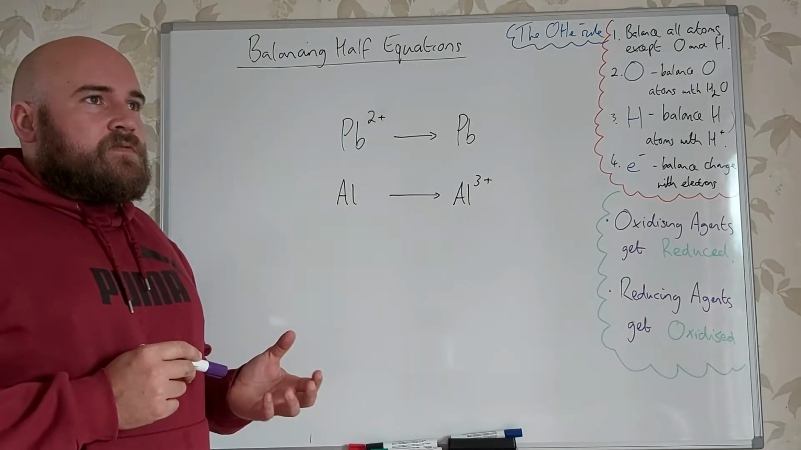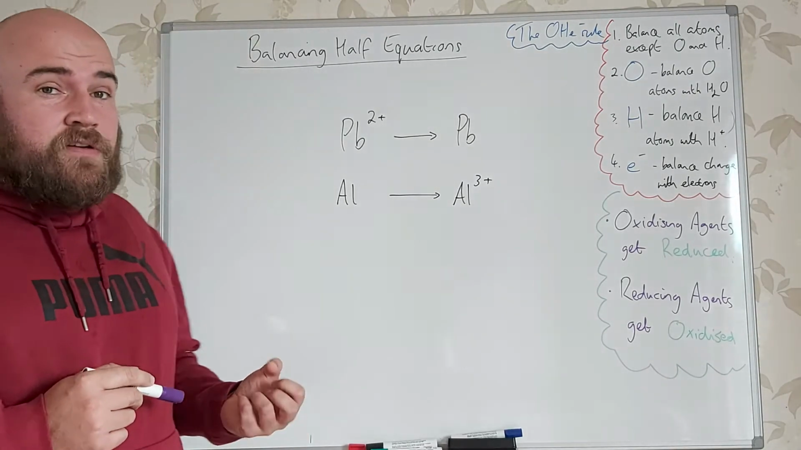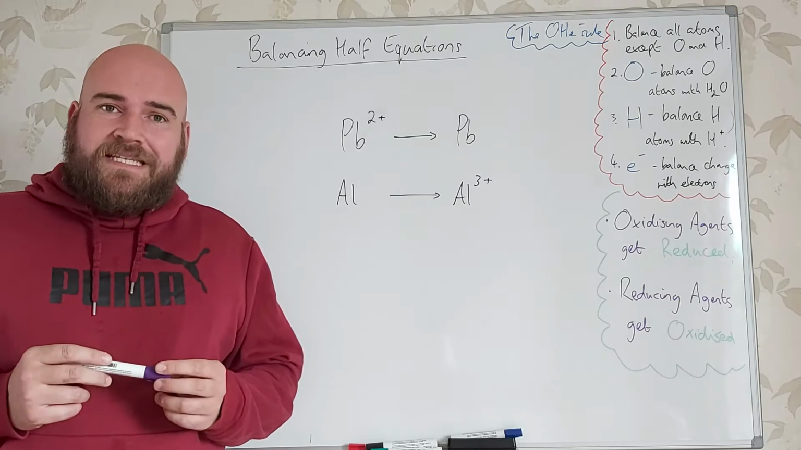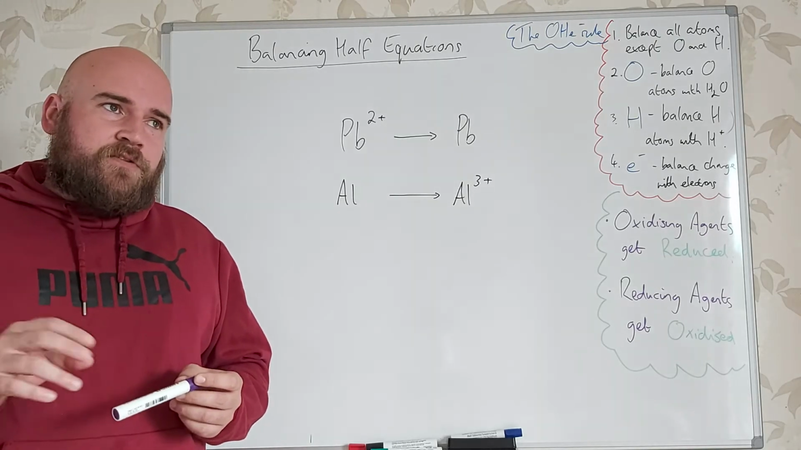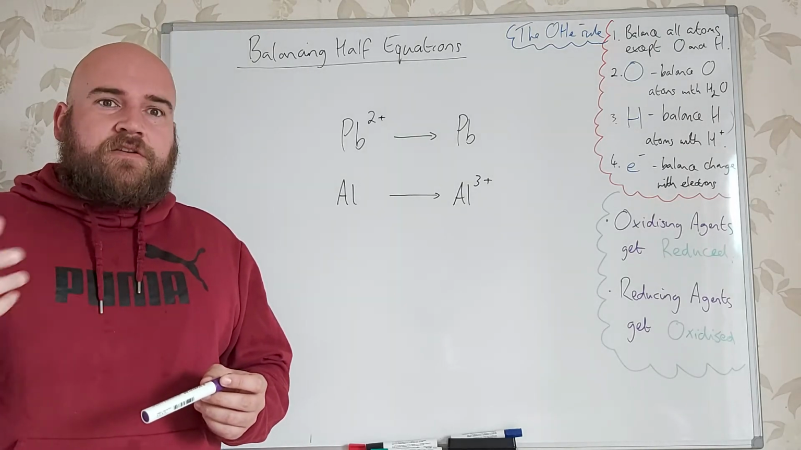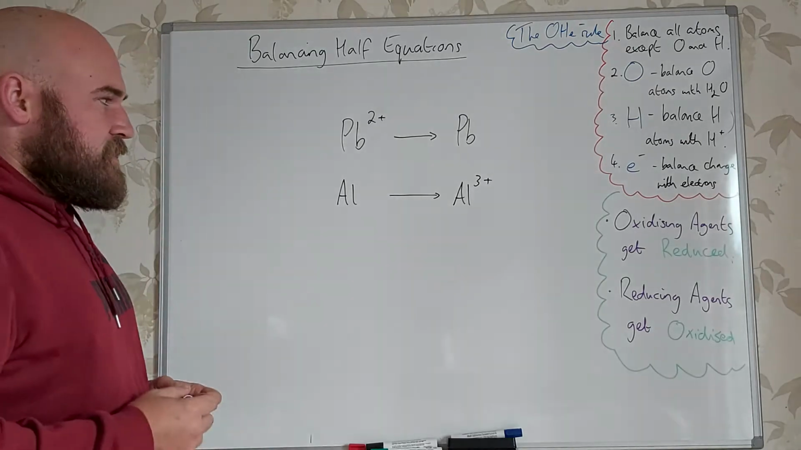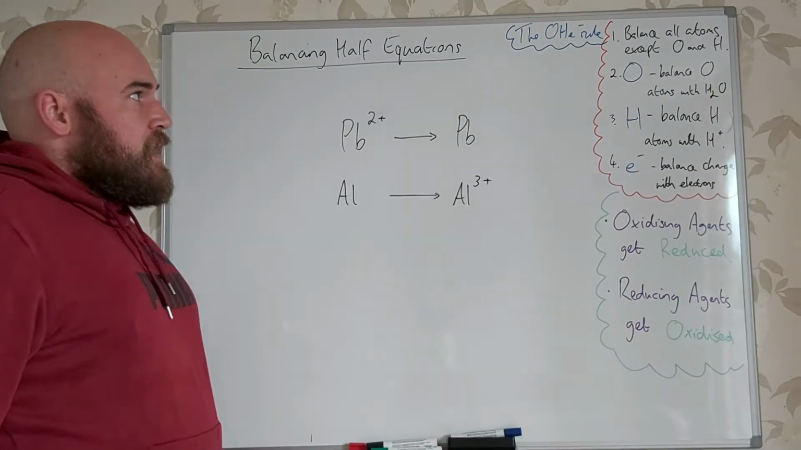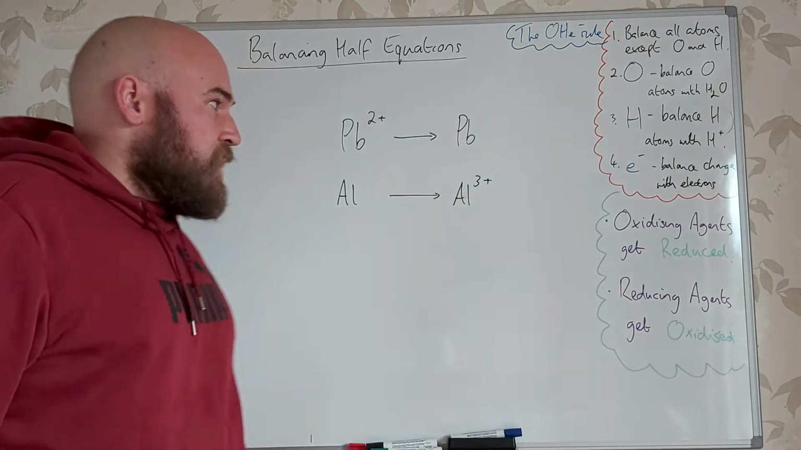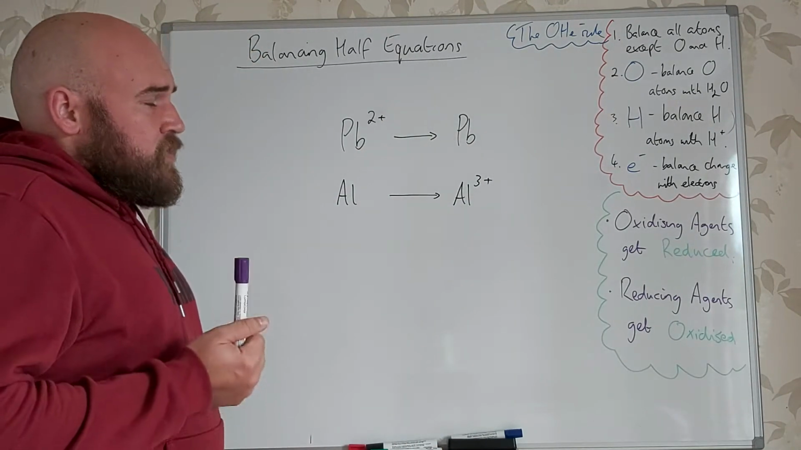So again, in a redox reaction, there will be something that is losing electrons, i.e. being oxidized, and something that is gaining electrons, i.e. being reduced. And you need to show which species is doing what and also balance those half equations. I'm going to show you a few examples and use the OHAE rule to balance the more complex ones. So we'll discuss the OHAE rule first.